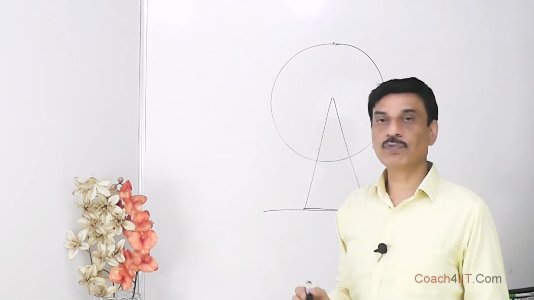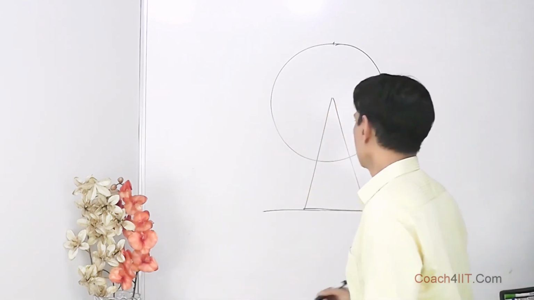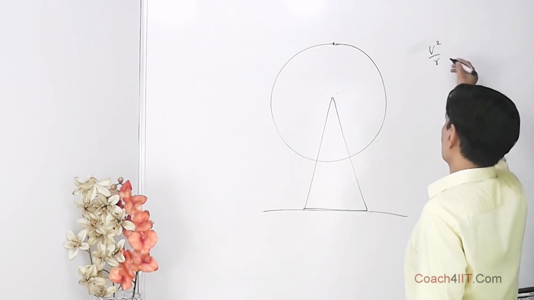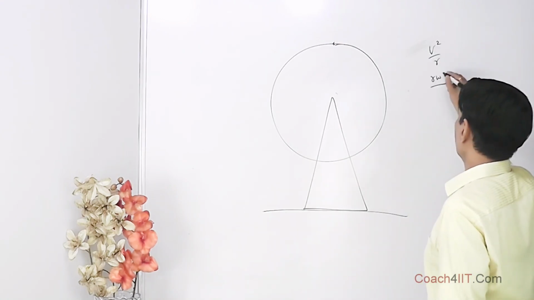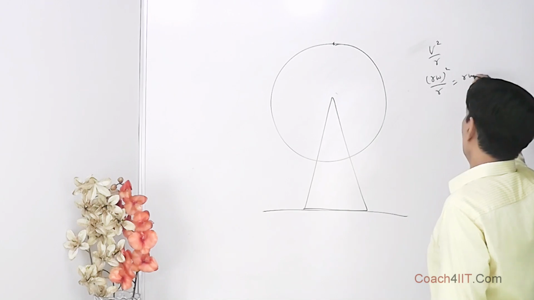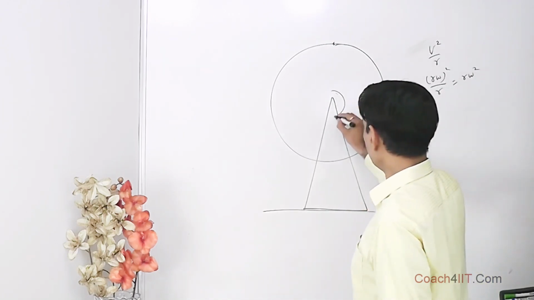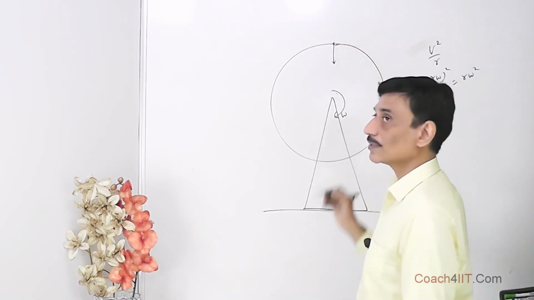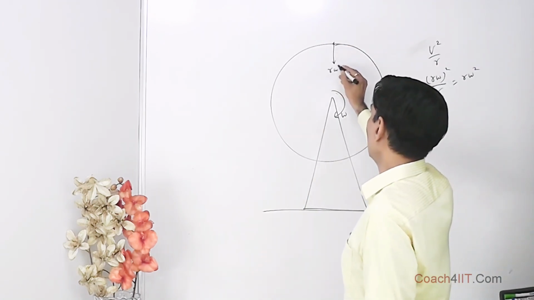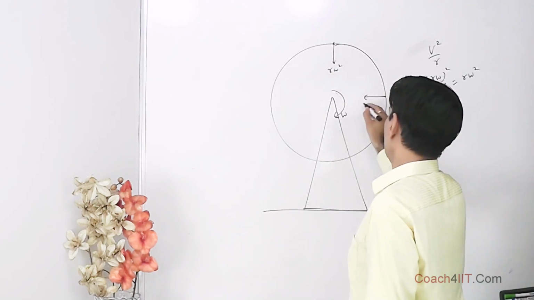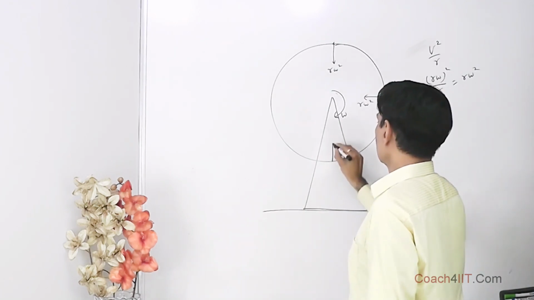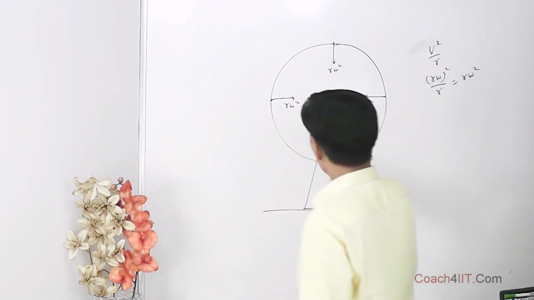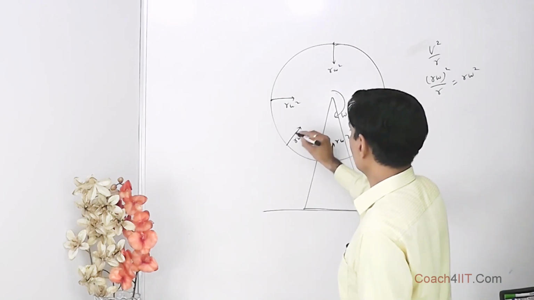On the same lines, we can even find the acceleration. If this is rotating with omega, we know centripetal acceleration is v square upon r. Now v is equal to r omega, so r omega square upon r comes out to be r omega square. So if this is rotating with angular velocity omega, this point has centripetal acceleration r omega square in this direction, this point has r omega square in this direction, and so on for every point, including this particle.